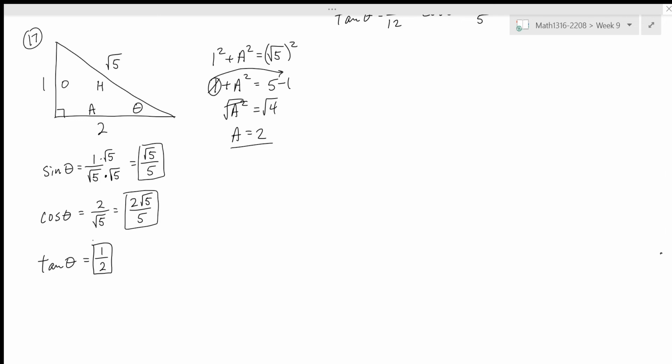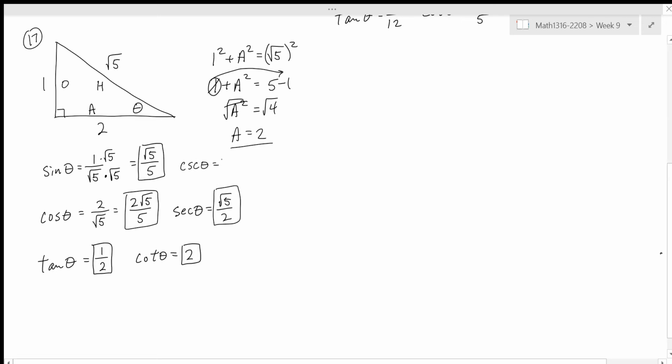Now let's do the next 3 in reverse. Starting with cotangent. 2. Secant. Now, do y'all see the value in writing it down messed up first? If you leave it messed up, when you go to flip it, it fixes itself. And then what about cosecant? Square root of 5 over 1, which is square root of 5. Man, this is not bad.